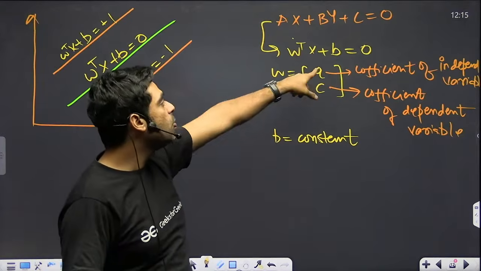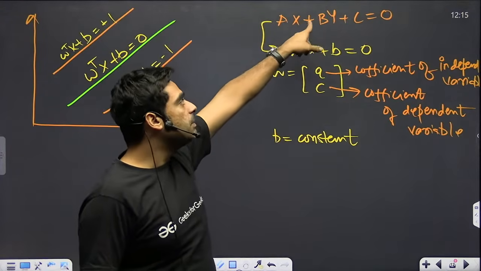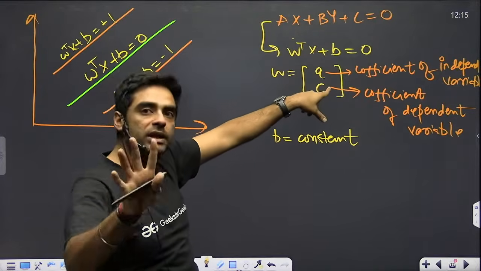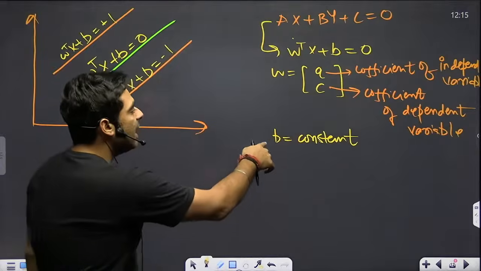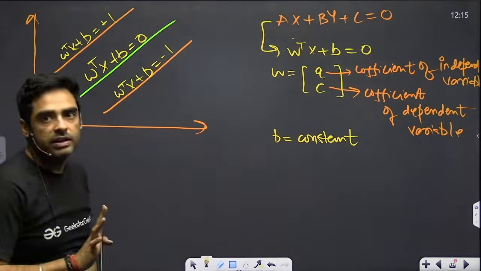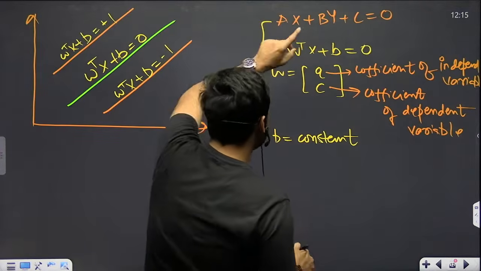Okay, this small a is different from capital A, right? And this small c is different from capital B. But these are the coefficients only, the coefficients of the independent and dependent variable respectively. And what is this b? This is the constant. So if I need to convert this to this, how to convert this?